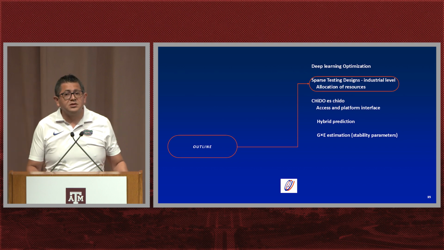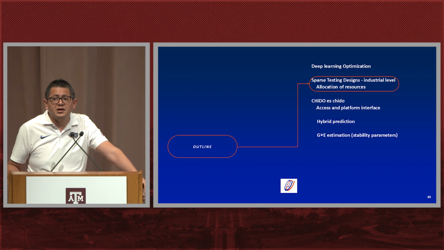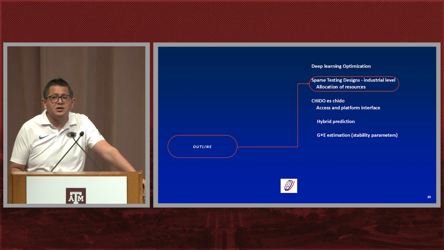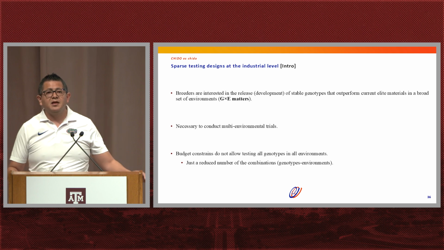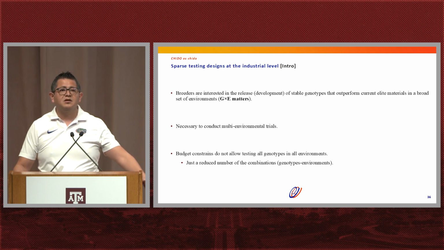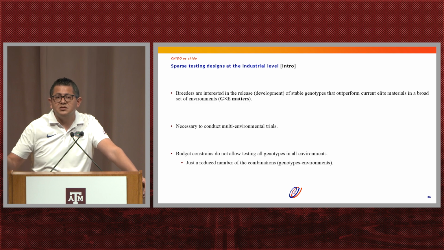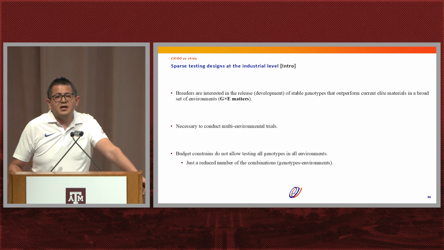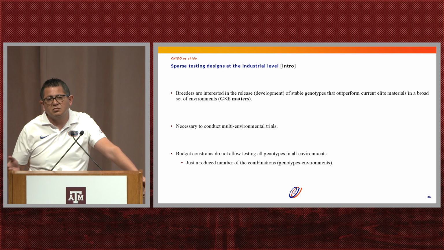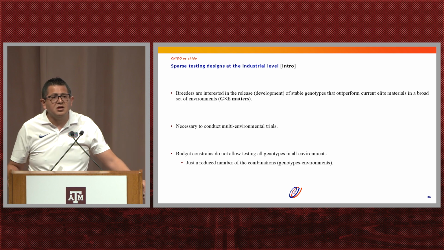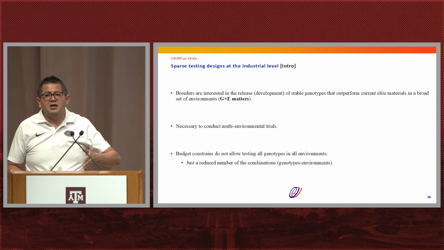Okay, now I'm going to switch gears and talk about a different topic. This is sparse testing design, and how we can implement it at the industrial level. As we know, breeders are interested in developing genotypes that outperform other genotypes in a wide range of environmental conditions. It means that they have to conduct multi-environmental trials. And as we know, it's impossible, infeasible, or very difficult to test all genotypes everywhere, probably because we have a budget restriction, or we just don't have enough seed to observe everything everywhere.